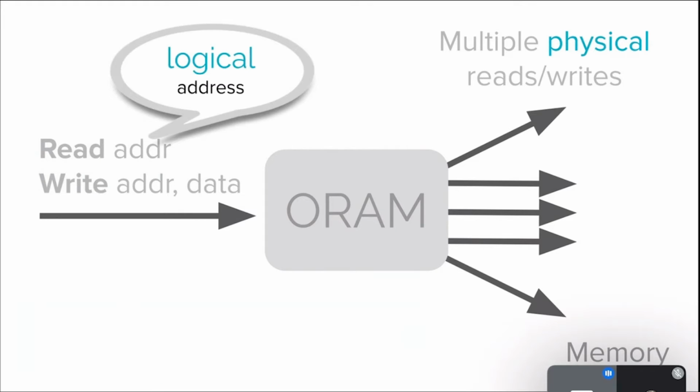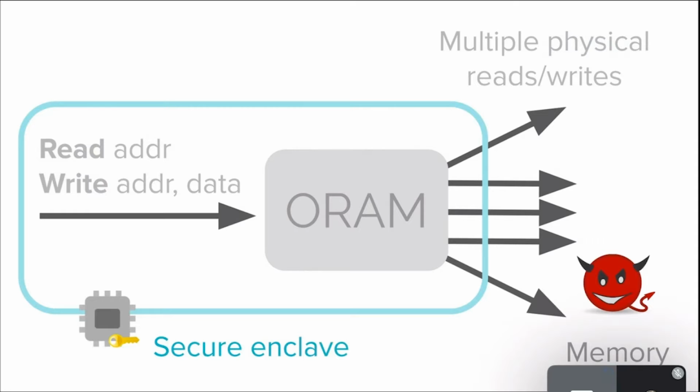Okay, so I just want to quickly mention, sometimes I refer to the addresses on the left-hand side as logical addresses just to differentiate from physical accesses. And if we were to implement ORAM for a hardware enclave, like for instance Intel SGX, ORAM would be part of the trusted computing base. It would be running inside the enclave. And anything outside the enclave, of course, you can assume is controlled by the adversary. So the adversary can observe memory access patterns, for instance.